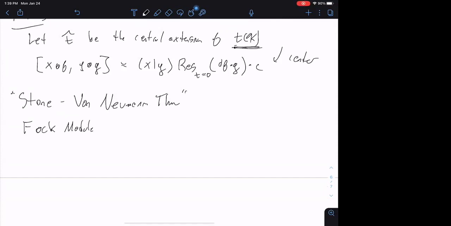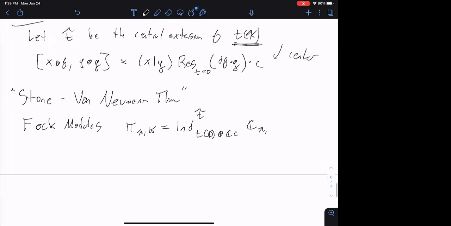modules, which are going to be pi_lambda,k. These are defined to be the induced modules, Ind from t(O) plus C times the center to t hat, of the copy of C, where the torus, the C torus, acts via character lambda, and the center acts via character k. So all the representations of these Heisenberg algebras are going to be of this very nice form.